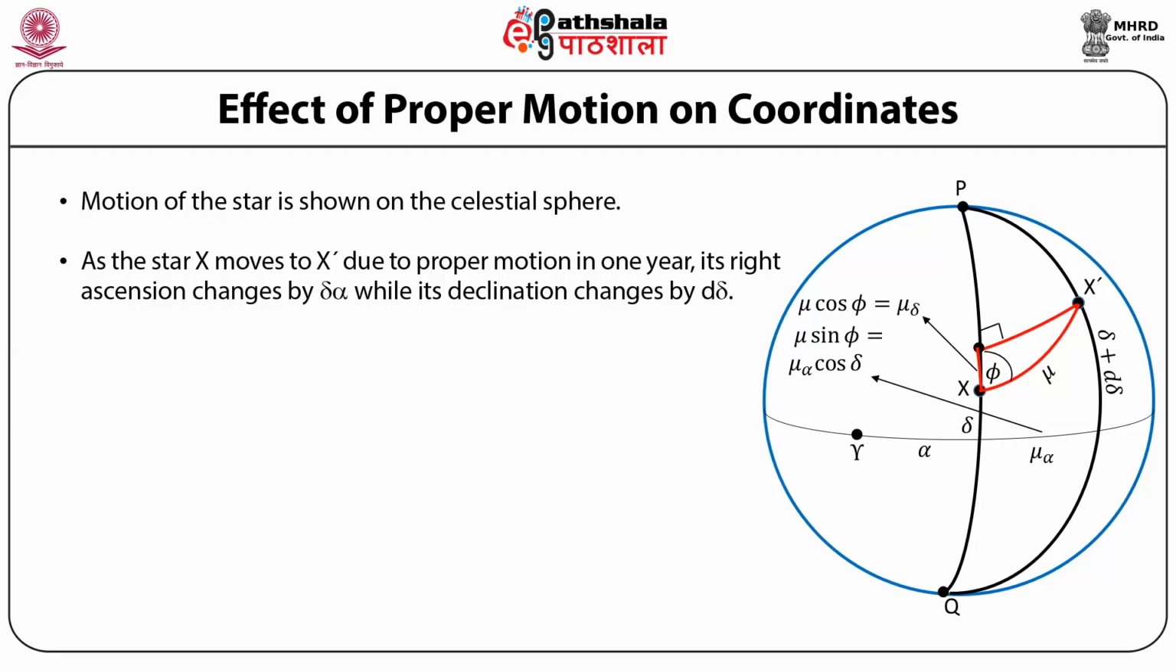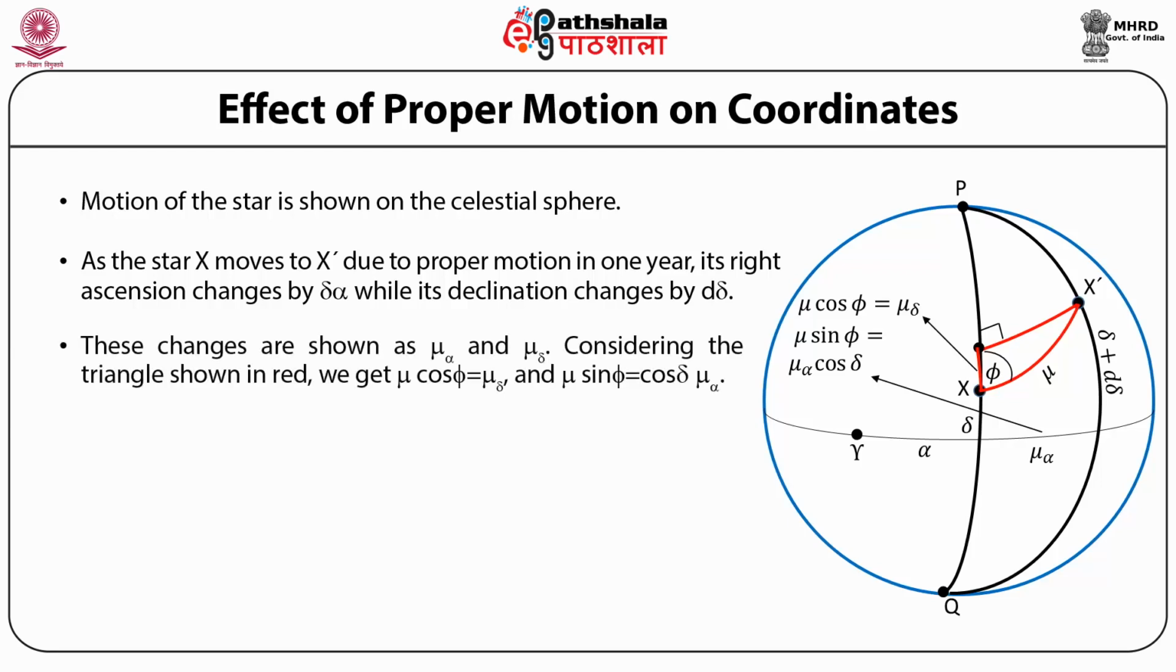The declination has also changed, that is, the star is not at the same arc length from the equator as before. Its new declination is represented as delta plus d delta, where d delta is a small change in its declination. As the star X moves to X prime due to proper motion in 1 year, its right ascension changes by mu alpha while its declination changes by mu delta.